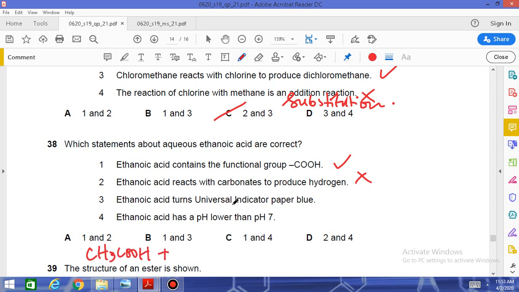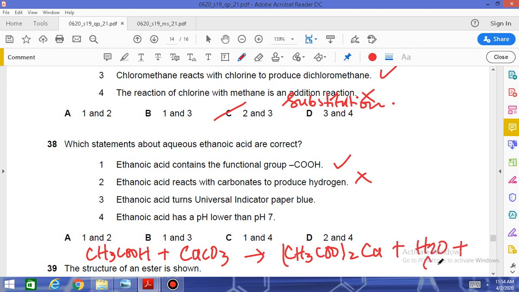Ethanoic acid reacts with carbonate. Let's use calcium carbonate for example. So (CH3COO)2Ca, calcium ethanoate, water, and carbon dioxide are produced. Is it balanced? Yes, it's balanced. Ethanoic acid turns universal indicator paper blue.